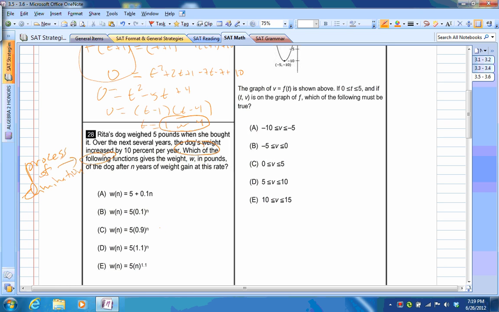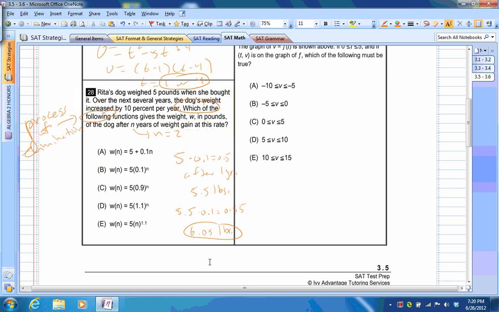Okay, so here's what I would do. Because you see letters, let's assume that n equals 2. So it weighs 5 pounds right now, and that's to increase 10% per year. So if you think about it, 5 times 0.1 is 0.5. So after 1 year, the dog weighs 5.5 pounds. And then if you take 10% again, you get 0.55. Remember, I got to do 10% after the first year. So you're doing 10% of the current amount. So then you get 6.05 pounds. So when n equals 2, we're supposed to get 6.05 pounds.